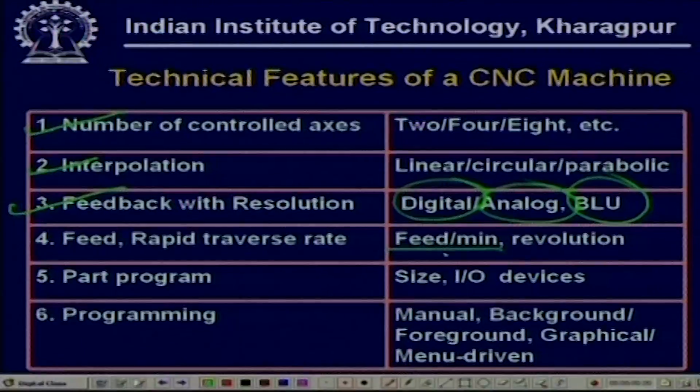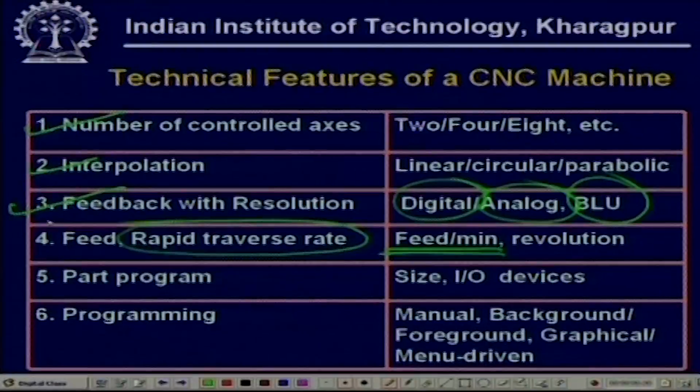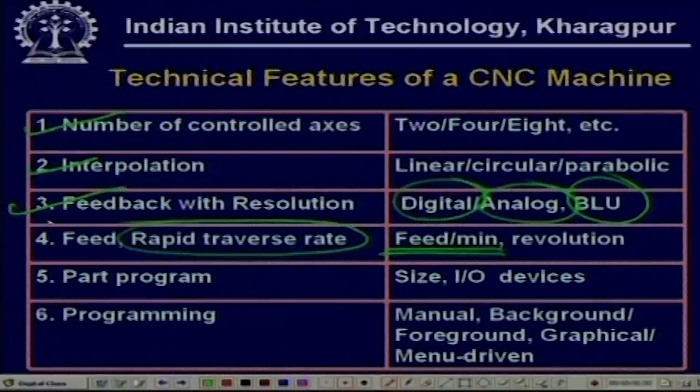Similarly, the maximum feed rates that can be achieved, per minute or per revolution, and there are certain other modes called rapid traverse rates. When you are moving from one hole to another, you have drilled this hole, and during this time you are not actually cutting, so you need to move at the fastest possible rate. That is called a rapid traverse rate. Then the kinds of part programs used to program it, the maximum size, IO devices, etc., various program parameters.